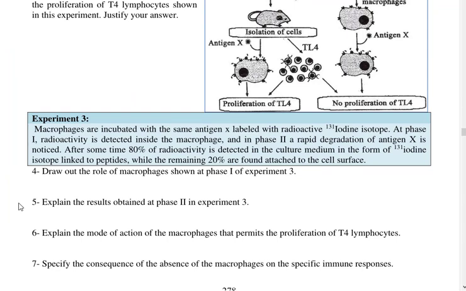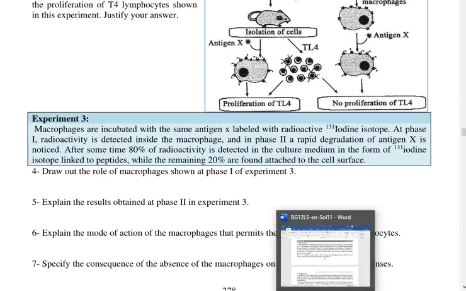Explain the results obtained, explain the mode of action of macrophages that permit proliferation of T4 lymphocytes. What does the macrophage do to help T4 lymphocytes proliferate? Professor, it puts it on the cell surface. Okay, presented on the cell surface so T4 can identify it. And activate. Okay, and activate the others. Yes.